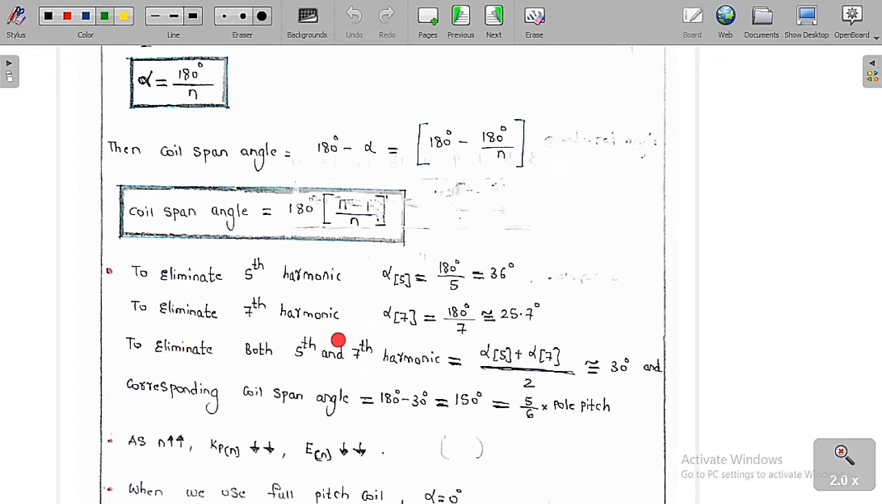If you want to eliminate both the fifth and the seventh harmonic, just go for the average of these two values, which is 36 plus 25.7 by 2. Nearly you are going to get 30 degree. And what is the corresponding coil span angle for this case to remove both these harmonics? Coil span angle is equal to 180 minus short pitch angle. So 180 minus 30 is nothing but 150 degree. You can also write this as 5 by 6 into pole pitch, because pole pitch is 180, and 5 by 6 into 180 is again 150.